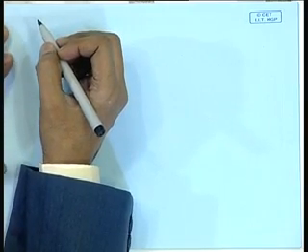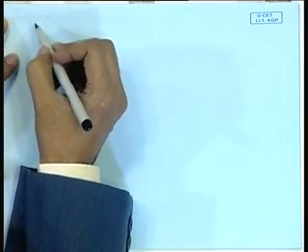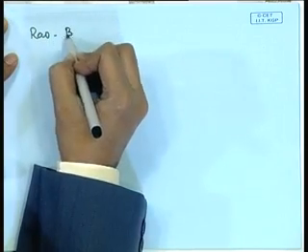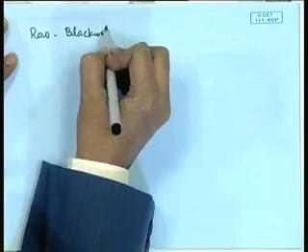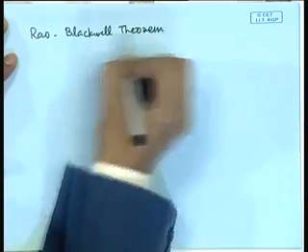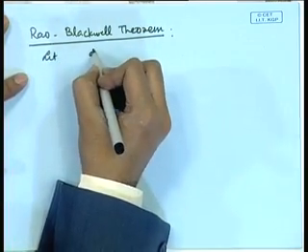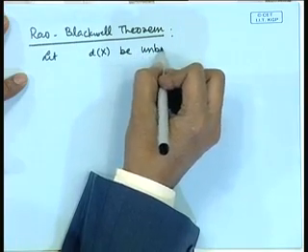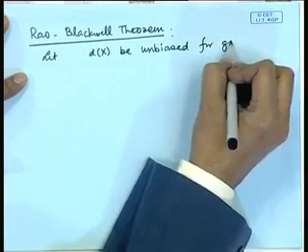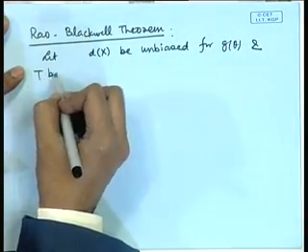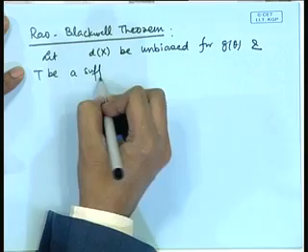So, we have an important result which is known as the Rao-Blackwell and Rao-Blackwell-Lehmann-Scheffe theorem. Let me give that result. That will help us in obtaining the uniformly minimum variance unbiased estimators. So, the Rao-Blackwell theorem says: let d(X) be unbiased for g(theta) and T be a sufficient statistic.